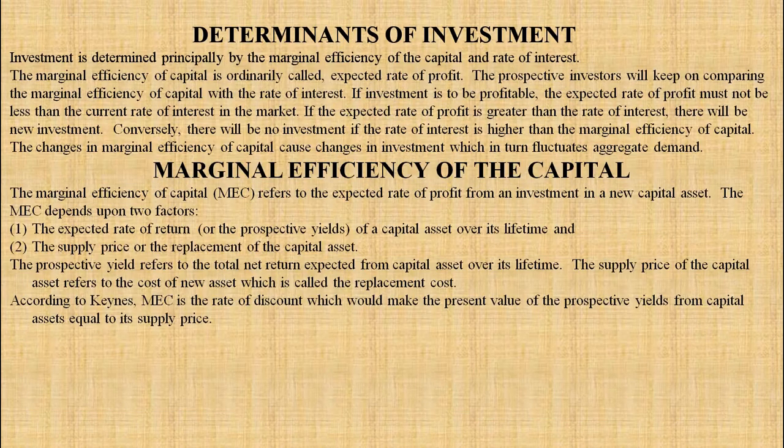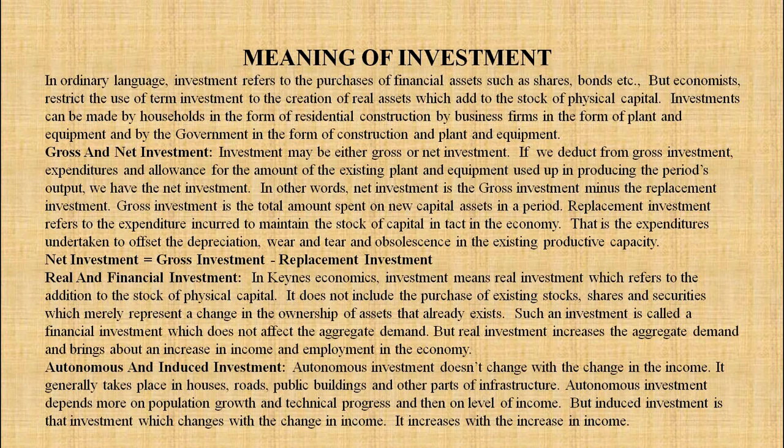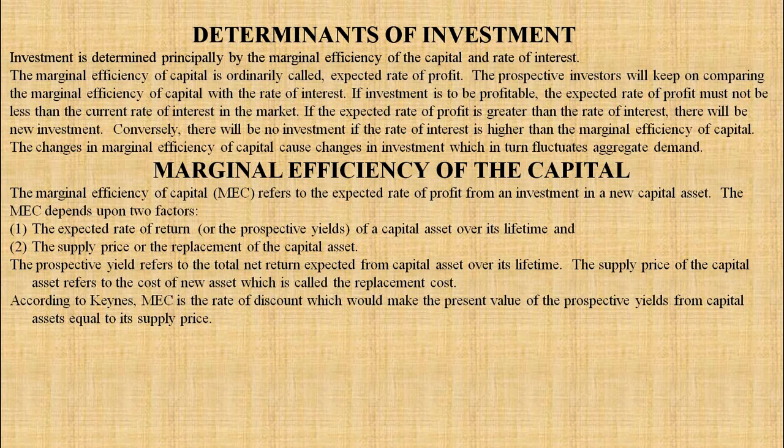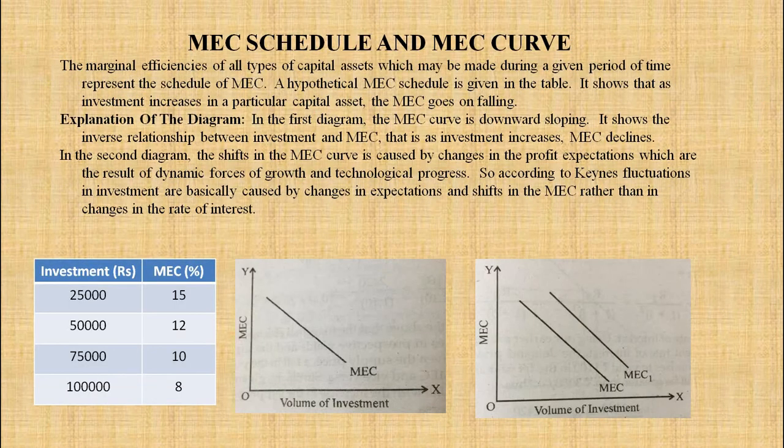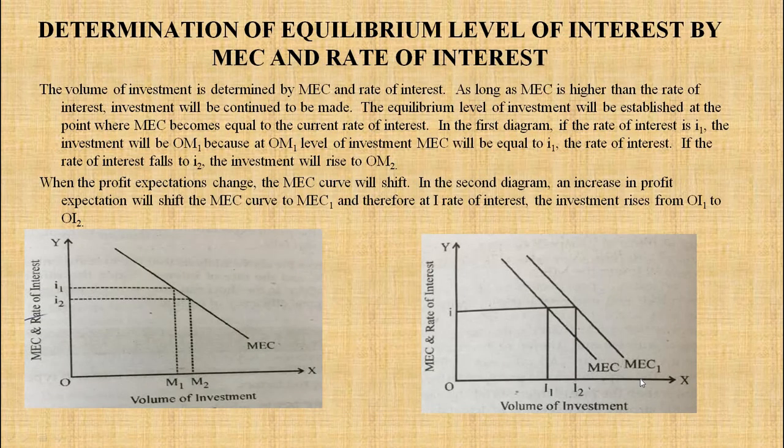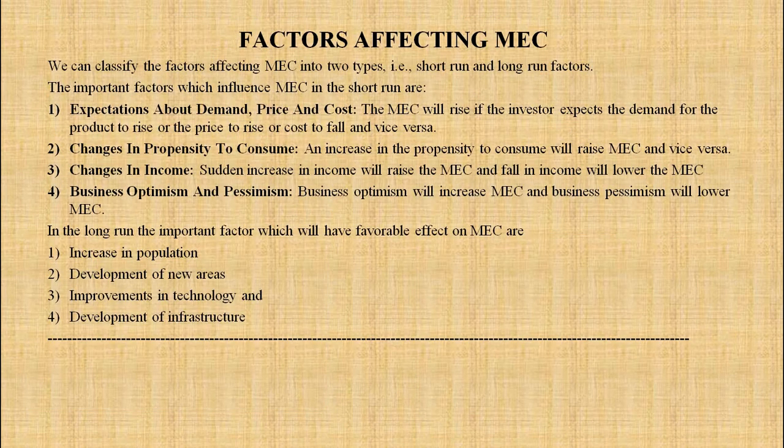Students, the question can be: explain the marginal efficiency of capital. So here what you have to do, first you have to give the meaning of investment, then determinants of investment, marginal efficiency of capital schedule, MEC curve. These are really very simple. Just draw the downward sloping MEC curve, like how we draw the demand curve, then the shifting of the MEC curve, and the same thing you have to show here also. And the last point is factors affecting MEC.